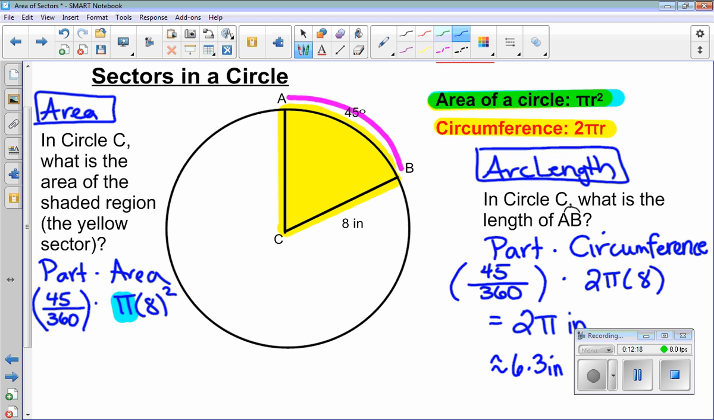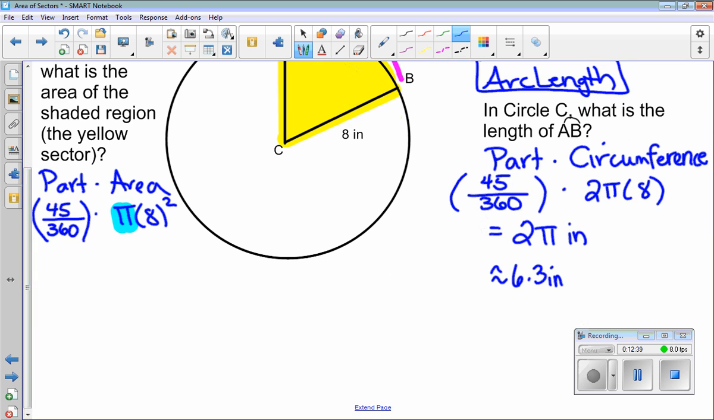Okay. So still 45 over 360, but this time we're not going to multiply it by the circumference. We're going to multiply it times the area. Okay. So again, 45 over 360. And this time times 8 squared, or times 64. And remember, it's in terms of pi, so we have 8 pi. And that would be the exact answer.